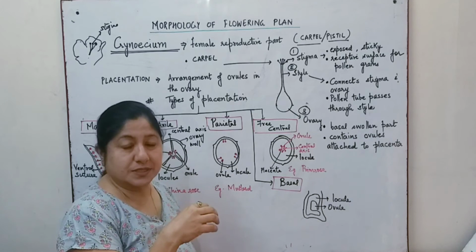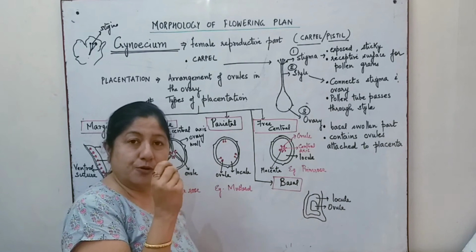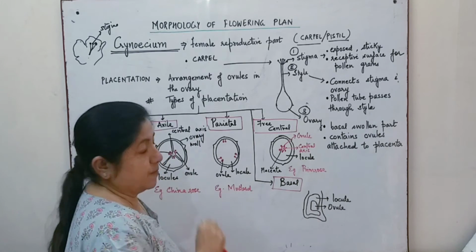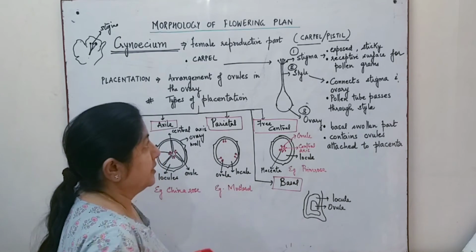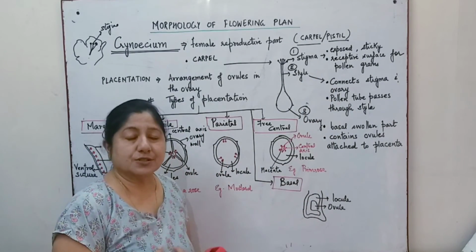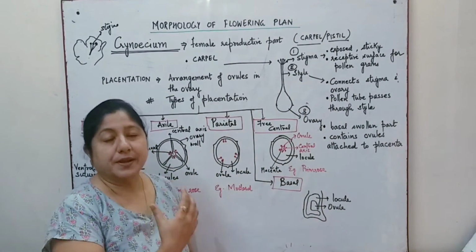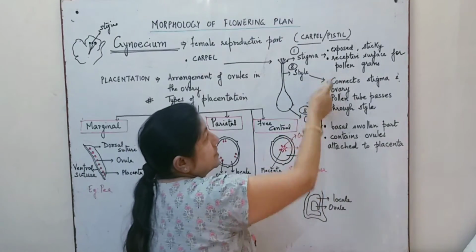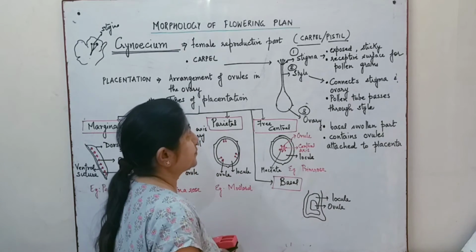When the pollinators visit, it is sticky so that the pollen grains which are stuck to their legs can be transferred onto the stigma for the pollination. And it is the receptive surface for the pollen grains. There are certain kinds of chemical reactions that happen that we'll be studying later on, but it is a receptive surface for the pollen grains.